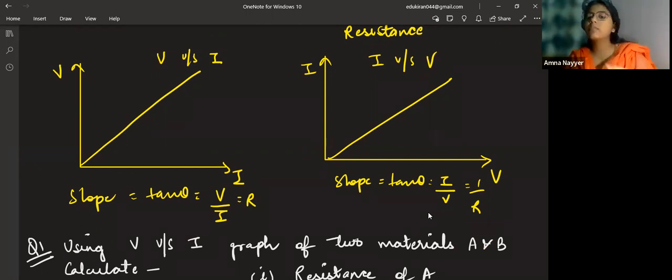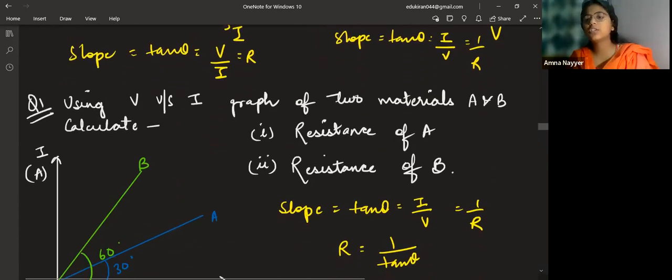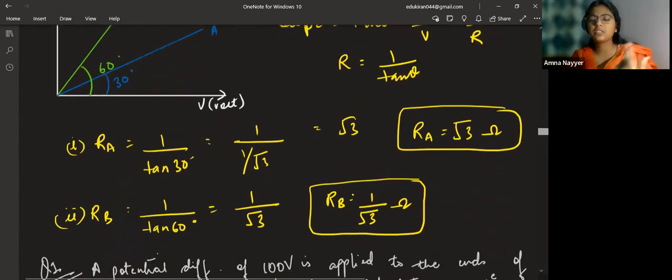But when it is I versus V, the slope, tan theta, will now be 1 by R, because the quantities have reversed. I by V is not R. I by V is 1 by R. So that reverses it. So be careful whether you are calculating 1 by R or R using the graphs. Fine, because this can be a little tricky, since you will just see the ratio and both the options will be mentioned.